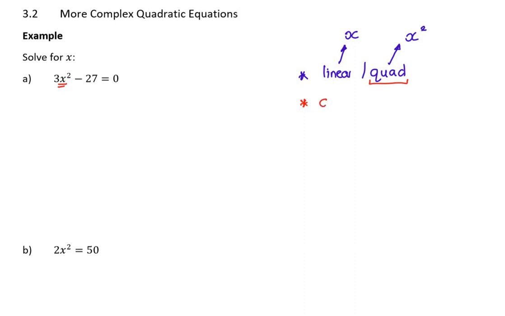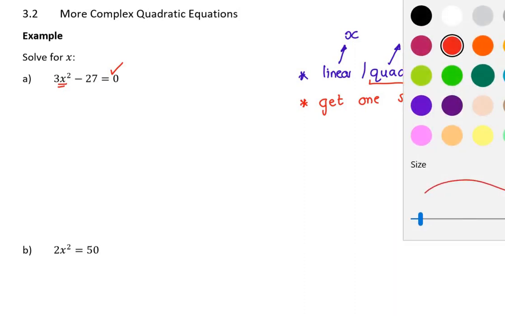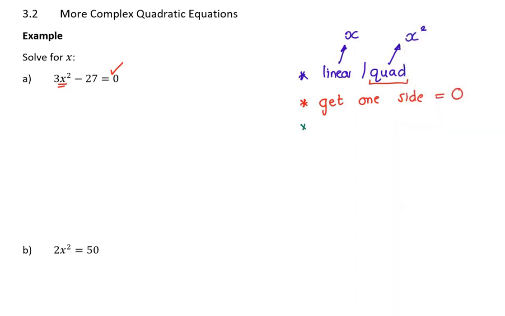The first step for a quadratic equation is get one side equal to 0. You'll notice in this particular equation, wonderful, one side is already equal to 0, so that's great. Our next step is you're going to factorize. Don't forget that the whole goal in a quadratic equation is to factorize to get two factors multiplied together to give you 0.